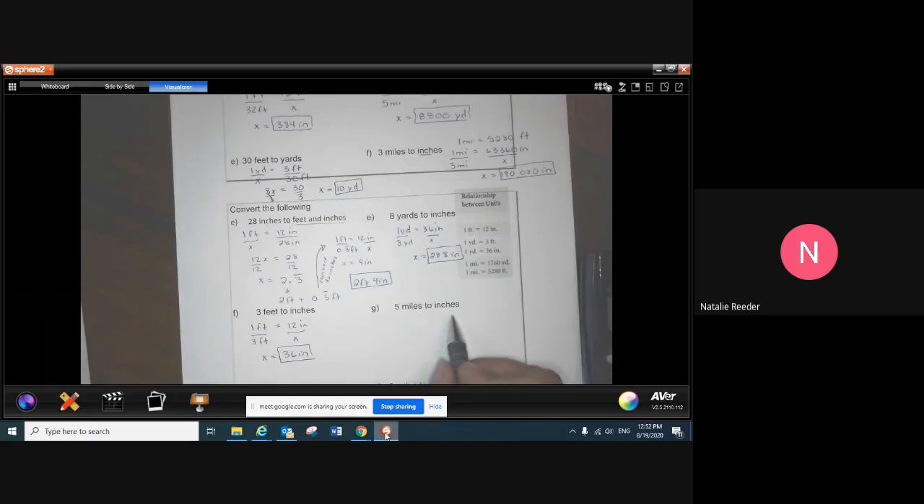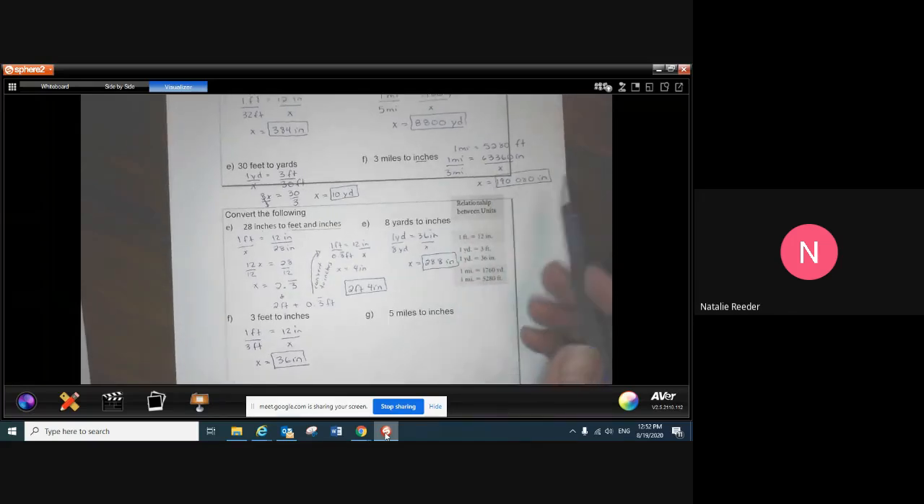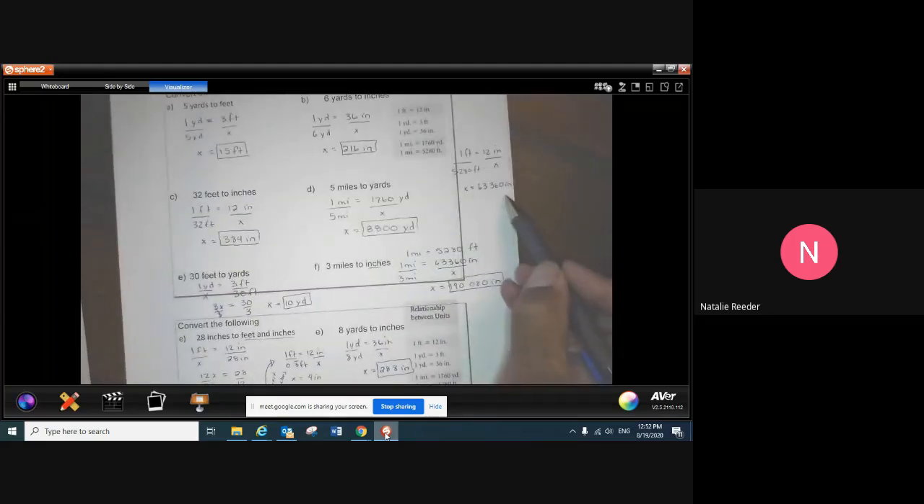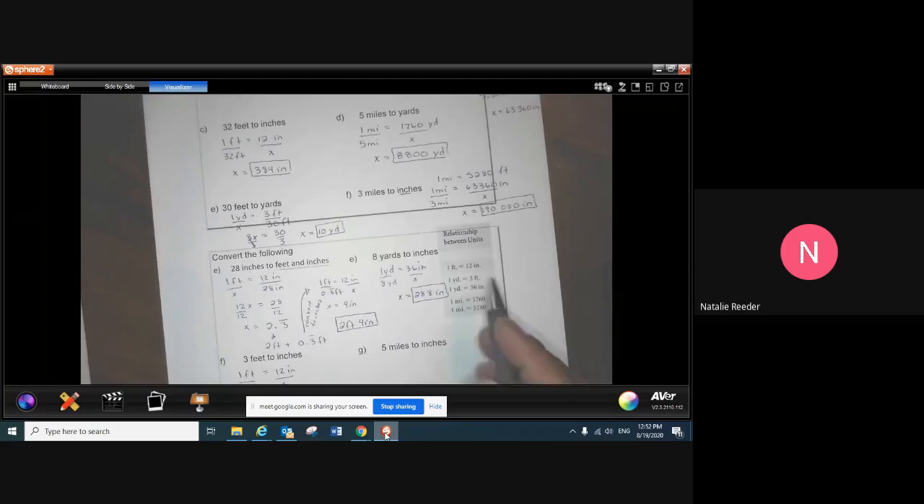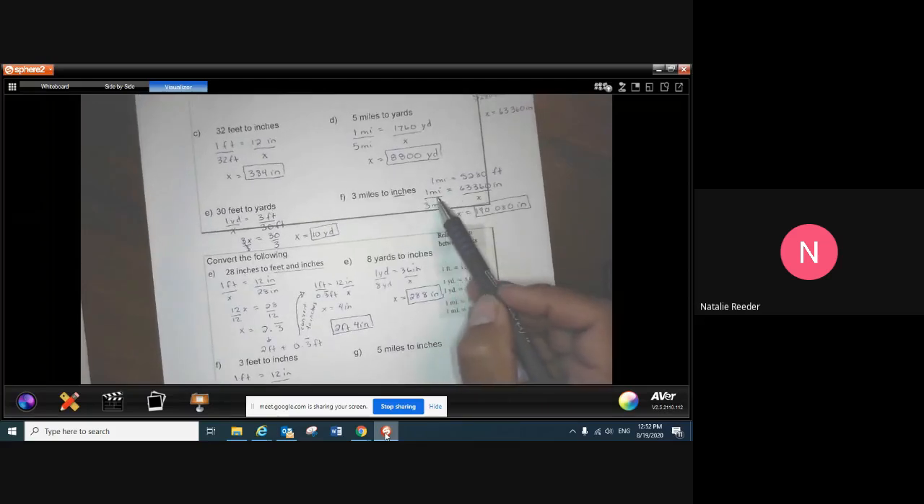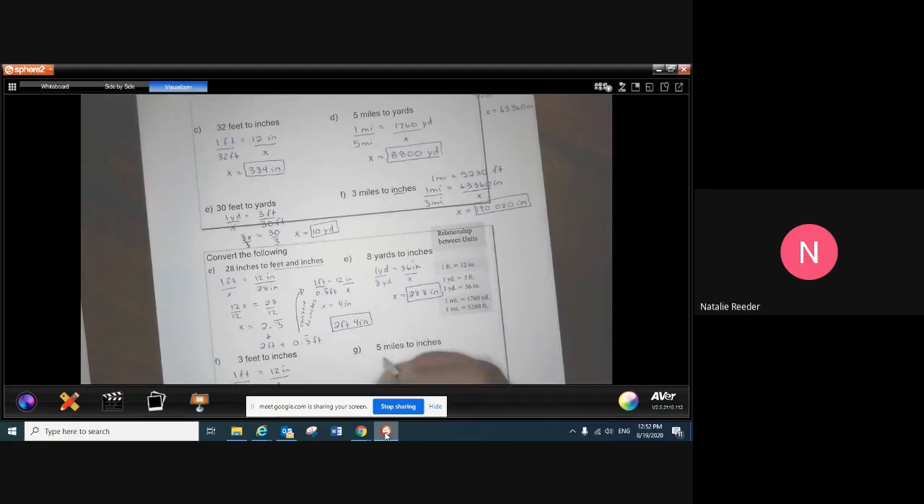Now, 5 miles to inches. Just like the question above, we don't have miles to inches, but we have miles to feet, right? So then we can convert 5,280 feet to inches, which I already did above, so I don't need to redo it. If we use the same conversion factor here, 1 mile equals 63,360 inches. So that's what I'm going to write down.